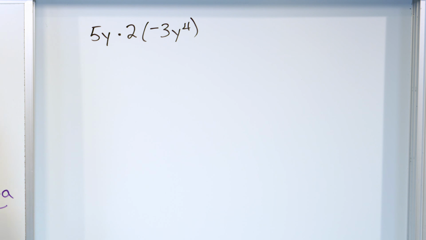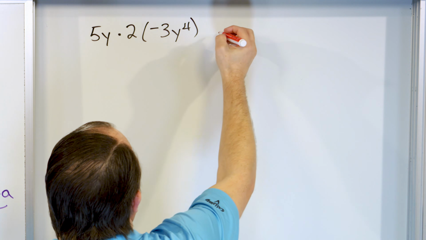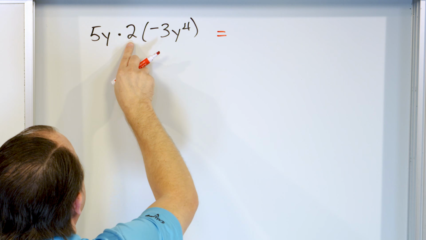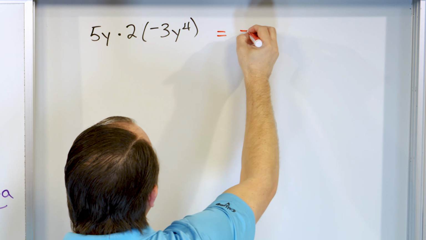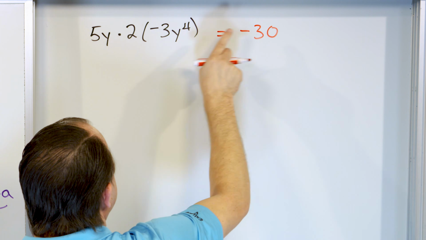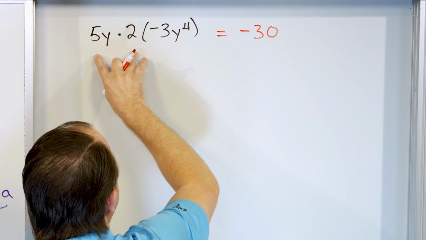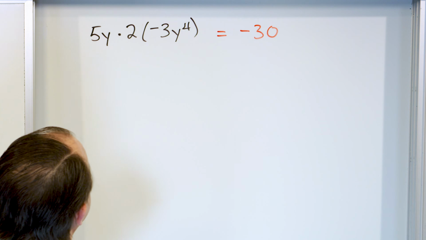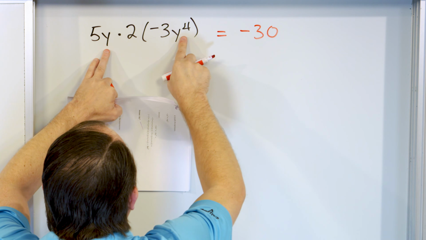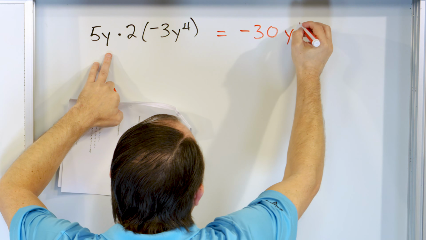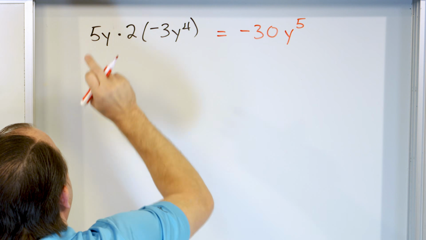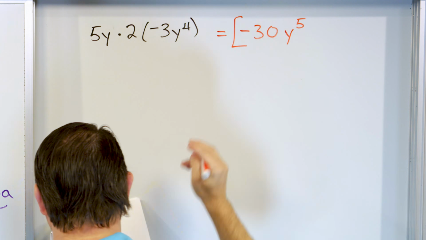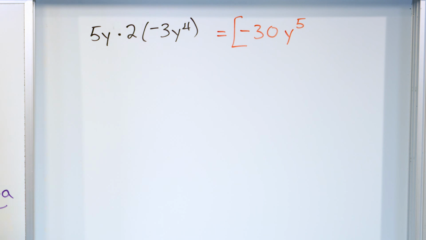Now, what do you think is going to happen? Well, we multiply all numbers together, right? 5 times 2 is 10, and then 10 times negative 3 is going to be negative 30, because 10 times 3 is 30, and 10 times a negative gives me a negative. Now I have y here, and then y to the 4th, same base. So I can write this as y to the 5th because it's 4 plus 1. There's an invisible exponent of 1 right here. So the answer is negative 30 y to the 5th.